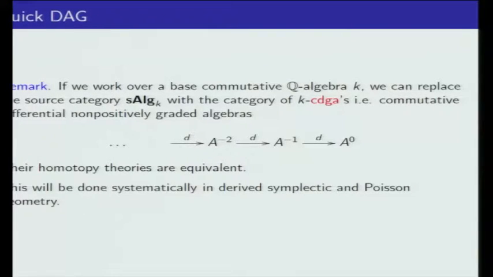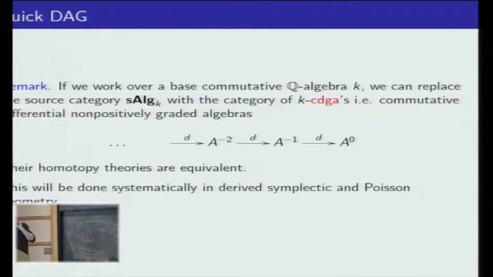Yeah, let me add a remark that if we work over a field of characteristic zero, well, any Q-algebra, we can replace simplicial algebras by CDGAs, which are non-positively graded differential graded algebras, with differential that increases the degree in my convention. And over Q-algebras, the two homotopy theories, simplicial algebras and CDGAs, are equivalent. And I will do this, so I will replace simplicial algebras by CDGAs everywhere in the symplectic and Poisson geometry part.